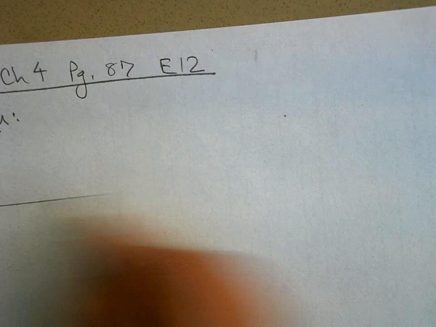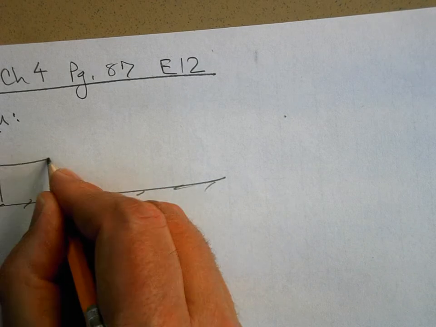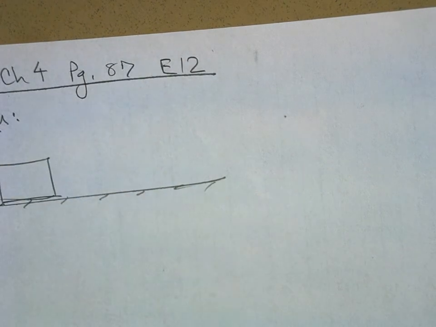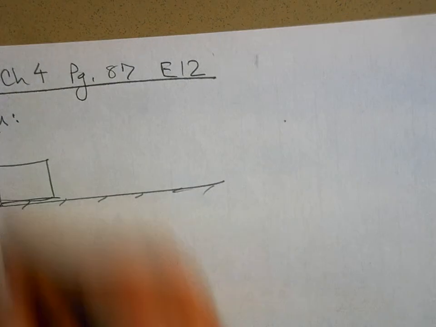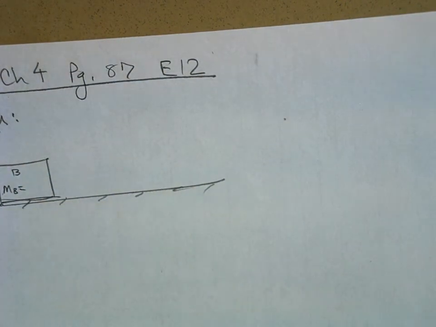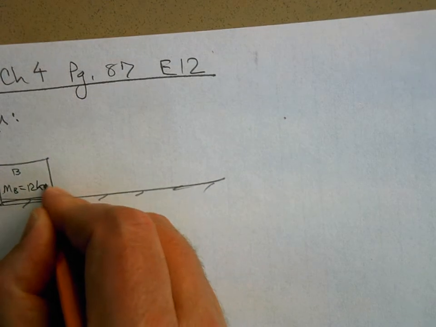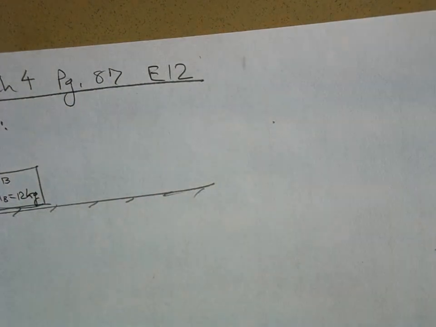Find and solve. Let's draw a picture of the problem. Here's a frictionless surface. And I'm looking at the book, this is box B, actually. And it has a mass of 12 kilograms. Oh, Mr. Levin can't see. Oh, thank you. I forgot to zoom back out.